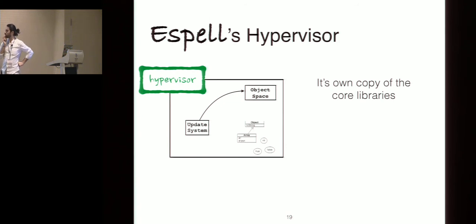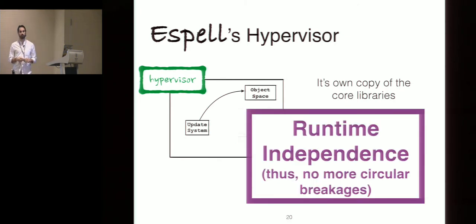The next thing is the hypervisor. So one of the properties of this hypervisor is that it has its own copies of the core libraries. So each of the hypervisor and the virtualized runtime will have their own core libraries. And this will give us runtime independence. So the SPEL hypervisor runtime will be independent from the virtualized application runtime, and then we don't have any more circular dependencies between the update system and the updated element.